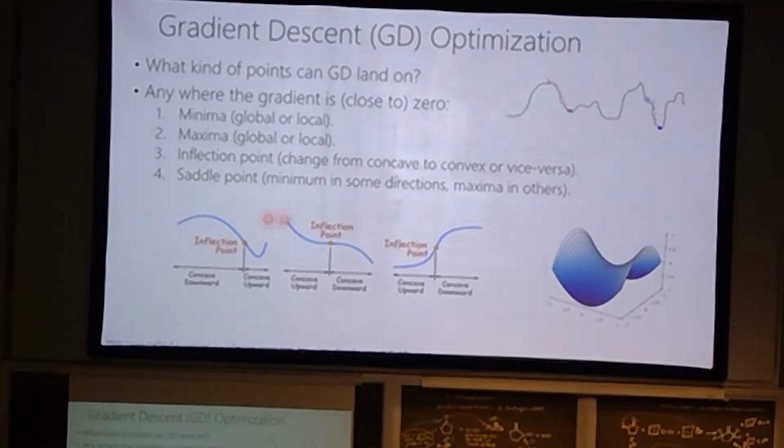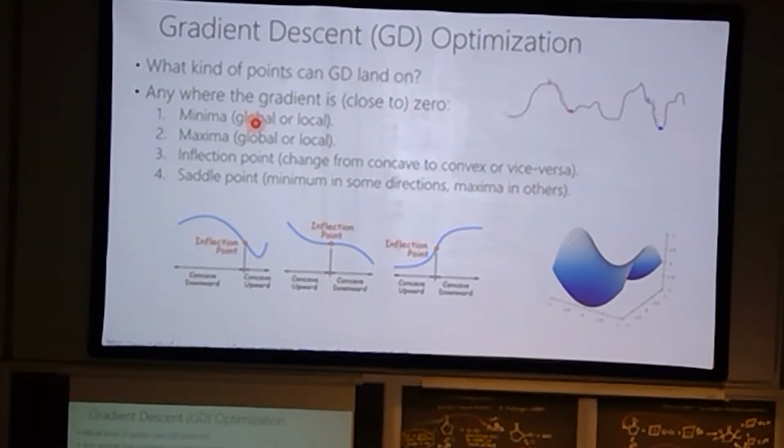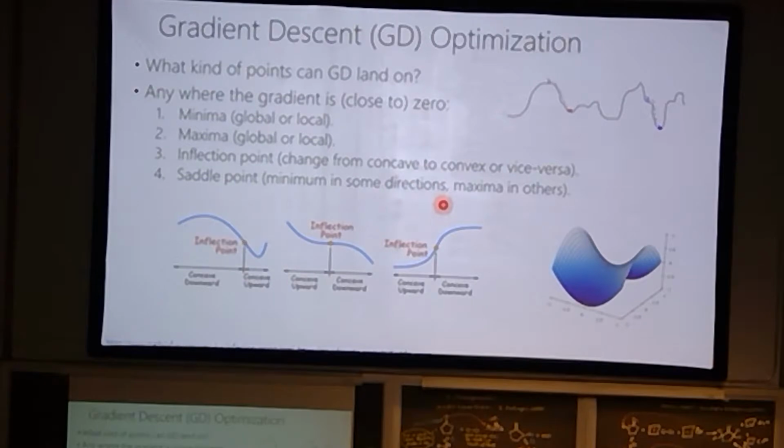And so in general, in machine learning, we're kind of never interested in inflection points or saddle points. We're always interested in either a minimum or a maximum. And ideally the global, but rarely can we have a guarantee of global unless some properties occur.